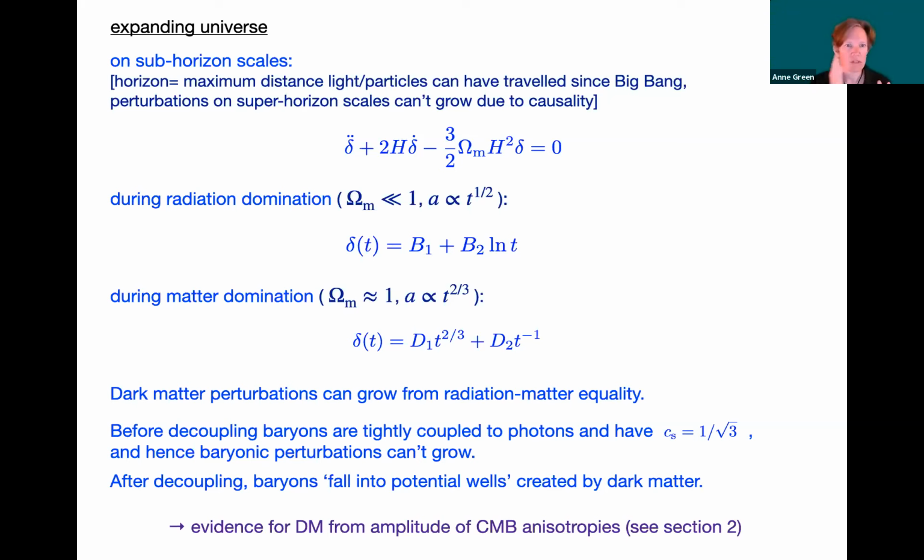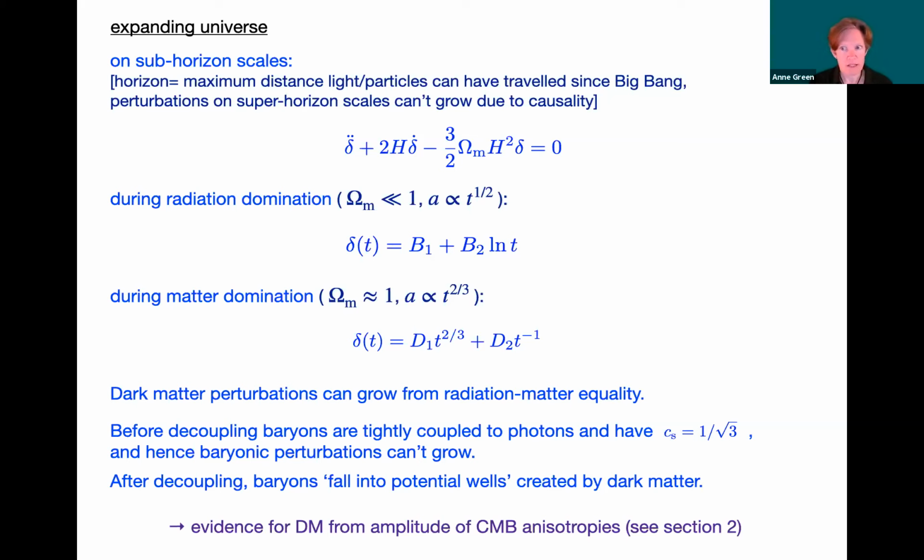So we're on sub-horizon scales. And so as I've already mentioned, perturbations on scales that are larger than the horizon at any time can't grow because of causality. On sub-horizon scales, though, we get this second order differential equation for the evolution of the density perturbation delta. And we unsurprisingly see that showing up in it are the Hubble parameter from the expansion rate of the universe and the matter density parameter, because obviously matter is what pulls things together.